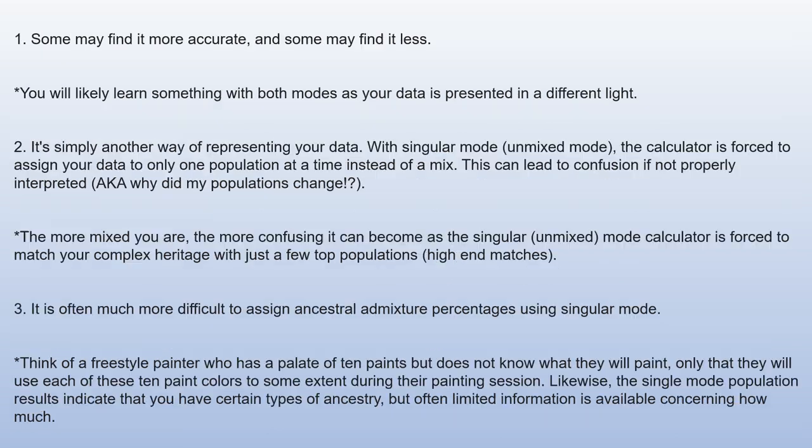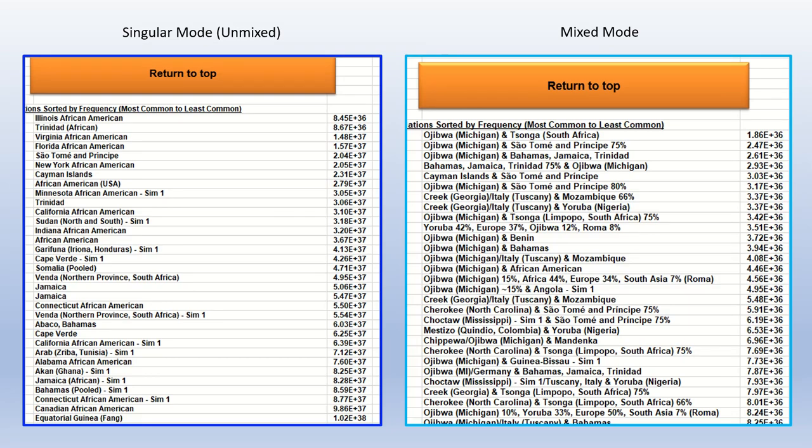Yeah, so let me show you what that means. What I mean there is Illinois African American here for Jessica. That's at the top of her singular mode population list. You don't see Illinois African American in the mixed list, but that's because this is everything that she is most represented by, the Illinois African American population.